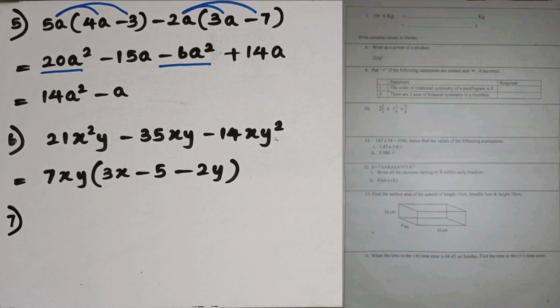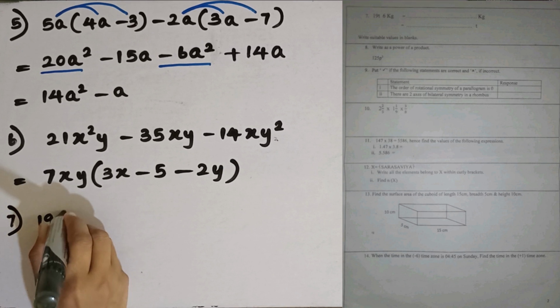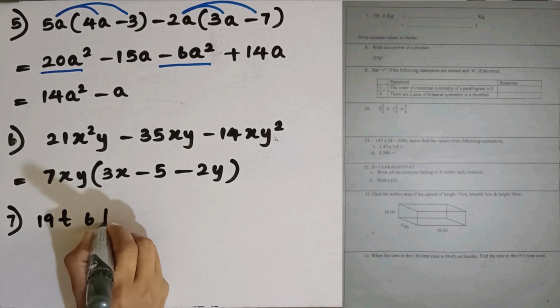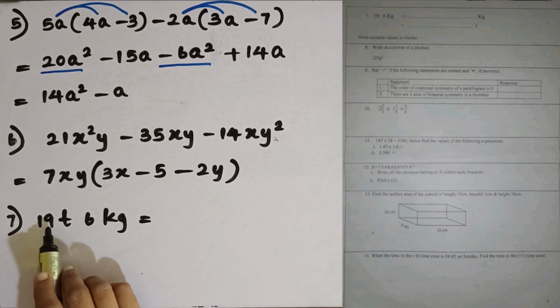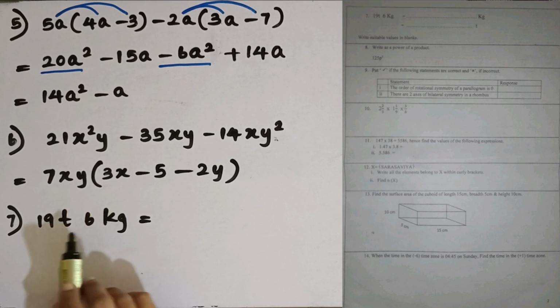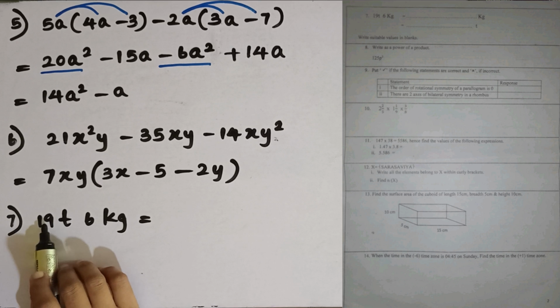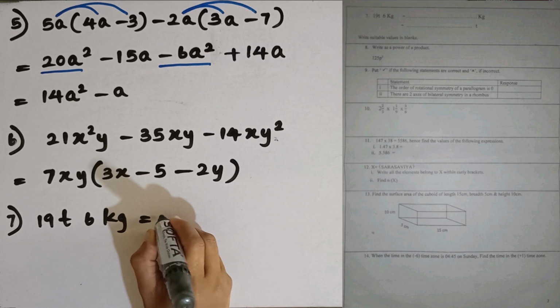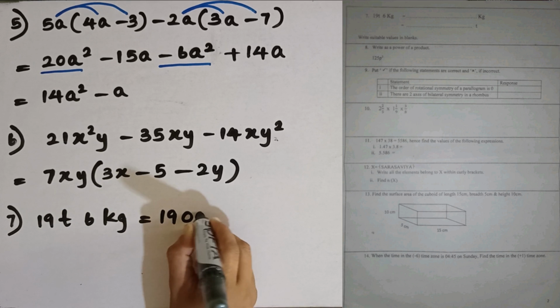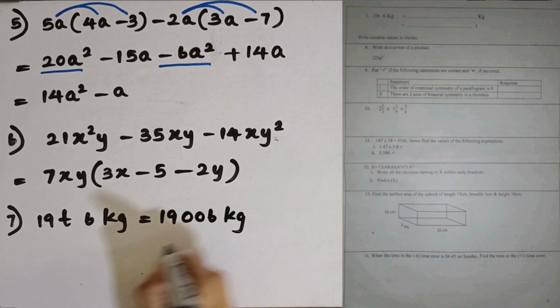Question number 7. 19 tons 6 kilograms. We have to convert this into the given way. First we have to give this in kilograms. 19 tons equals 19,000 kilograms, since 1 ton is equal to 1000 kilograms. Then 19,000 plus 6 is 19,006 kilograms.